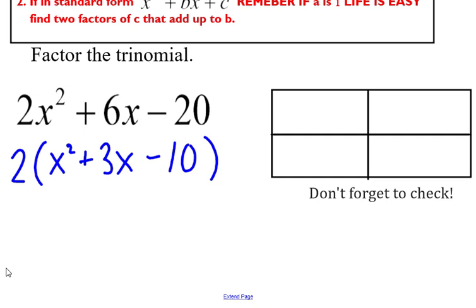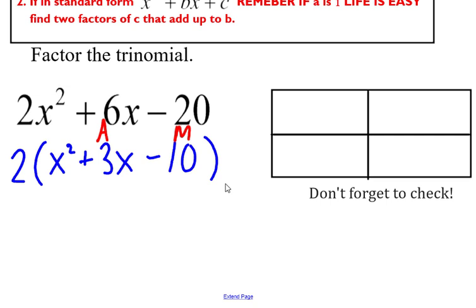Now step 2 is to do the factoring we just learned about. I need two numbers that multiply to make negative 10 and add up to be 3. The 2 is just going to be out front when I check my answer. So I need to multiply to make a negative 10. If it multiplies to make a negative 10, I know that if it's negative, one of my factors has to be positive and one has to be negative.